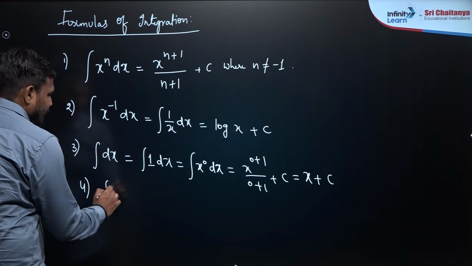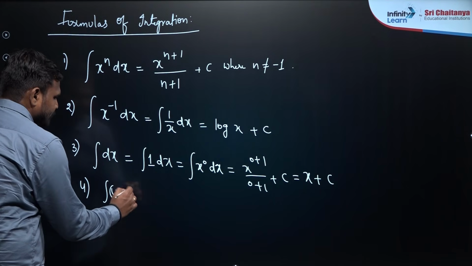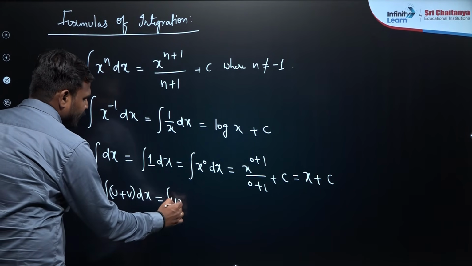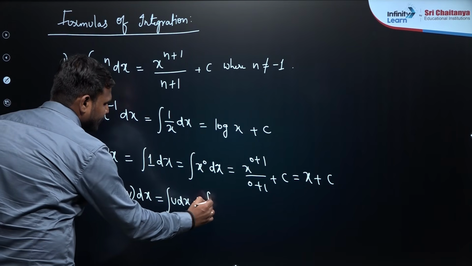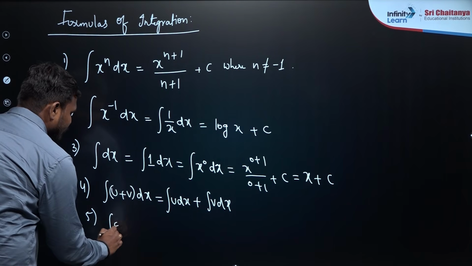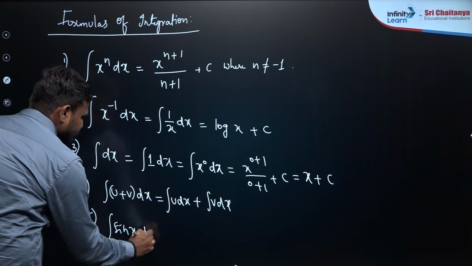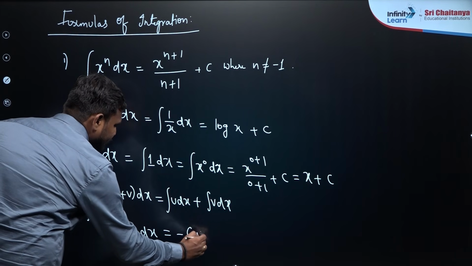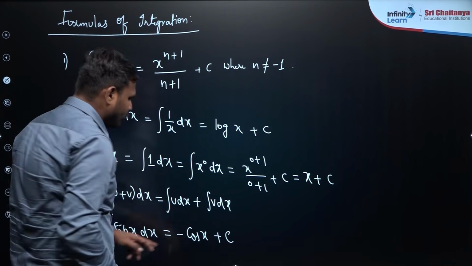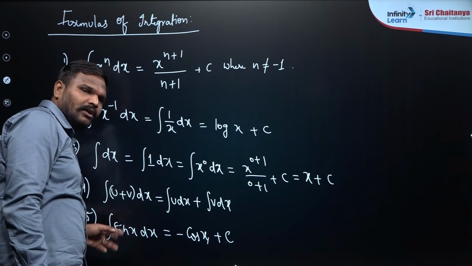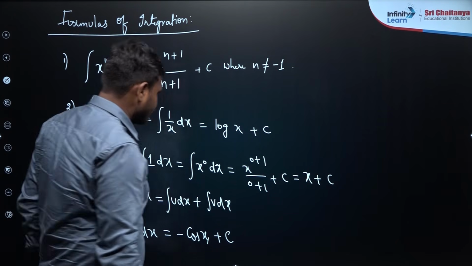Next, integral u plus v dx. Expand the bracket, integral u dx plus integral v dx. Integral sin x dx is equal to minus cos x. Why minus cos x? Because derivative of cos x is minus sin x. So integral of sin x is minus cos x. Okay?